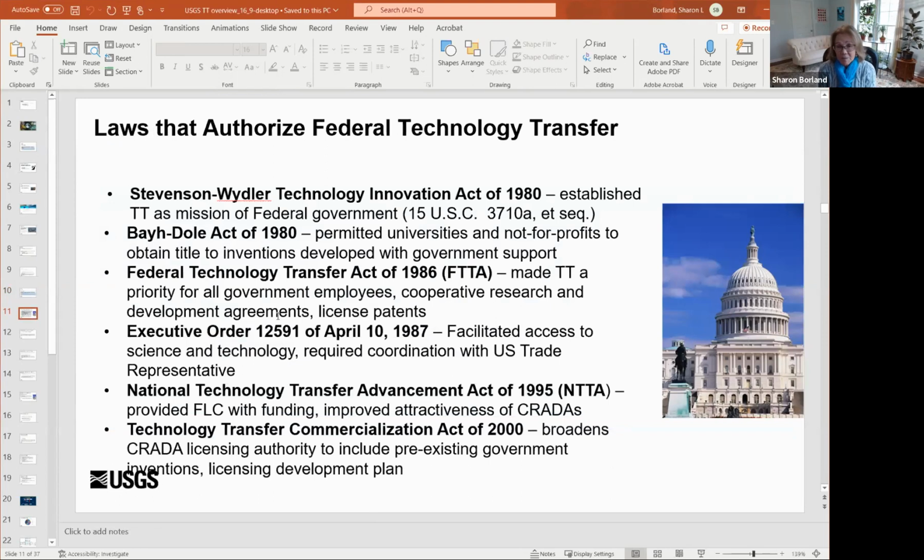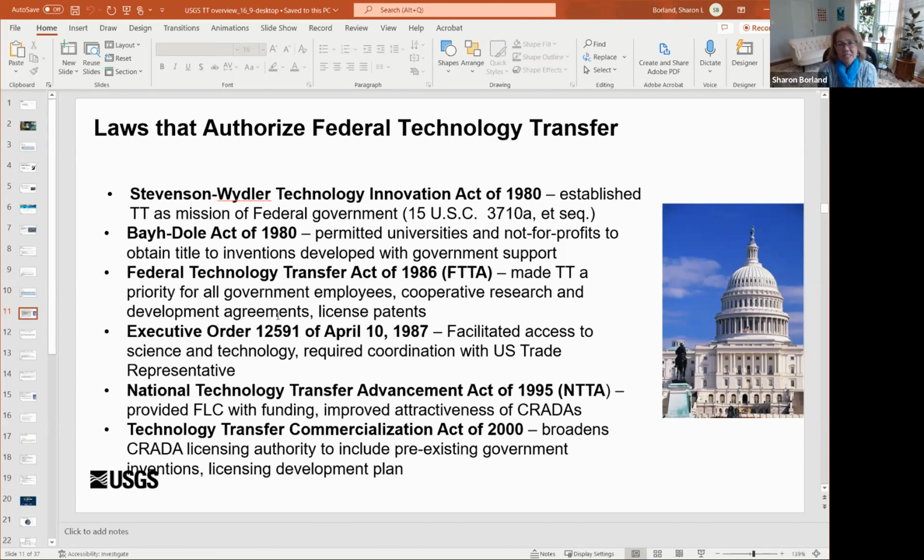There are a number of statutes that were passed by the Congress beginning in 1980. I'm not going to go through all of these in detail. I am going to highlight two of these authorities, which are the primary ones that are applicable to federal laboratories. Just in summary, the Stevenson-Wydler Technology Innovation Act of 1980 established technology transfer as a mission of the federal government. So yes, it is required to do technology transfer when you do a certain amount of R&D at your agency.